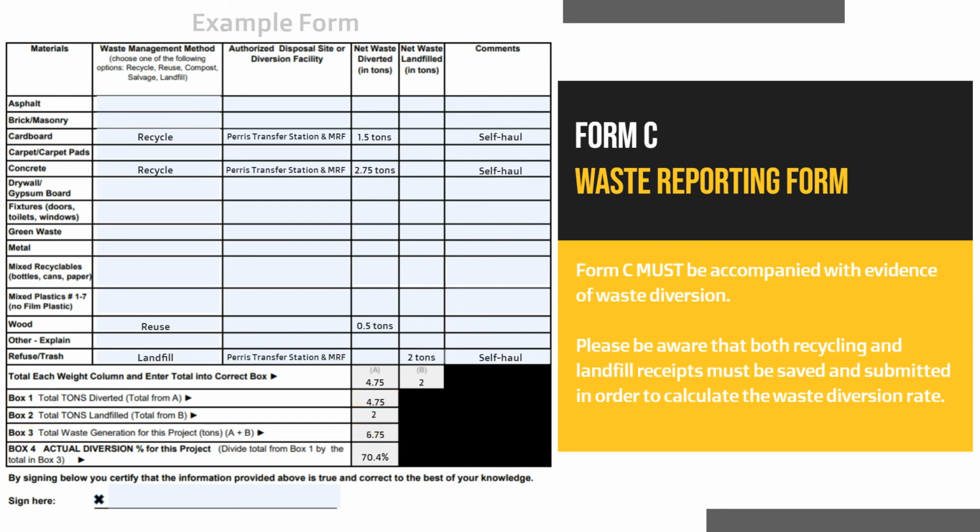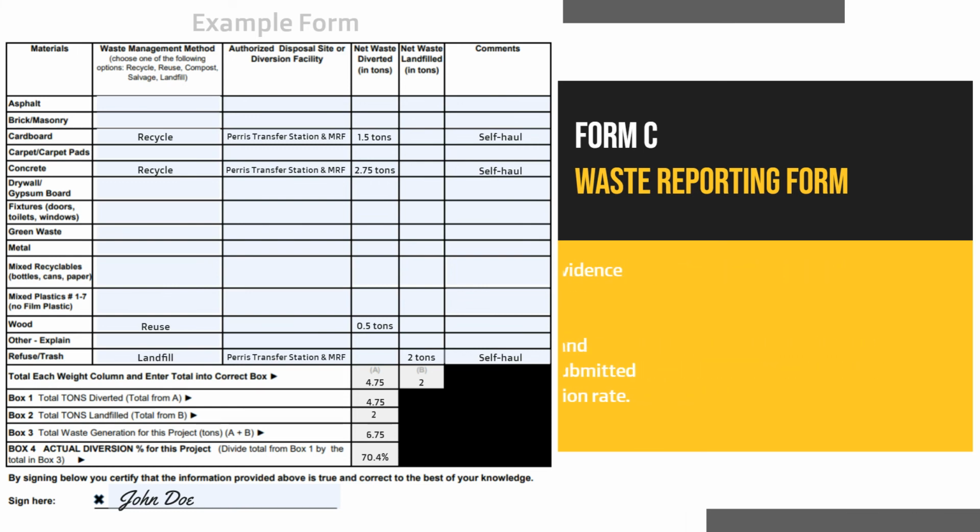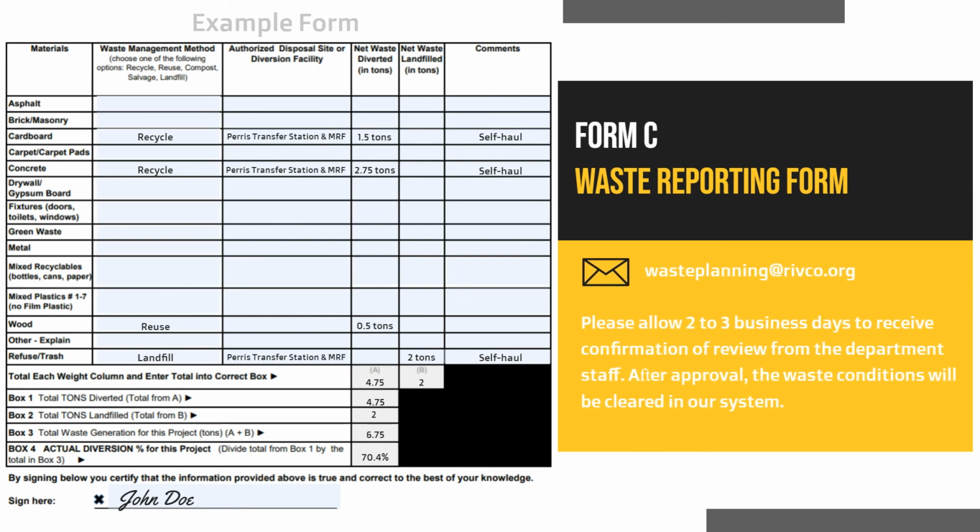For your own project, please complete this section as accurately as possible according to your own plan and evidence. Before submitting, please ensure the form is signed and copies of any receipts, invoices, reports, and/or photos are attached with your Form C. When you are ready, email the form to wasteplanning@rivco.org for review. Please allow 2 to 3 business days to receive confirmation of review from the department staff. After approval, the waste conditions will be cleared in our system.